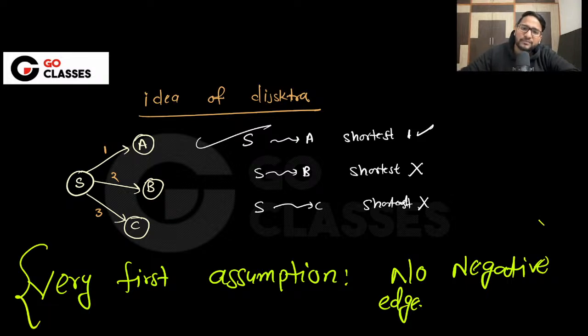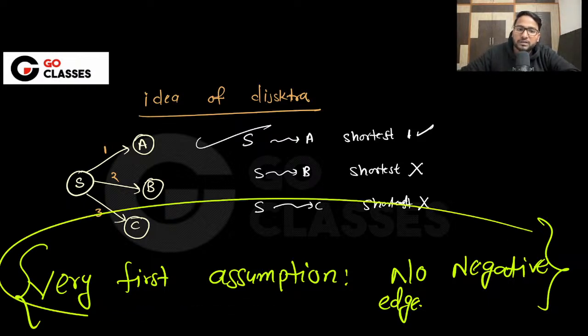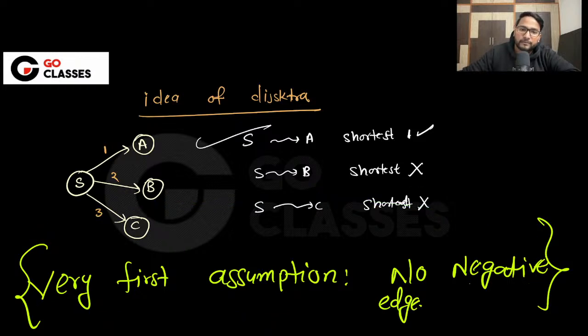This is a major misconception of many students. They think that it can work on a negative edge, but it cannot work on a negative cycle or something. I will clear this. But there is no negative edge. This is the very first assumption that we need to make. So I hope now you understood how Dijkstra is working.